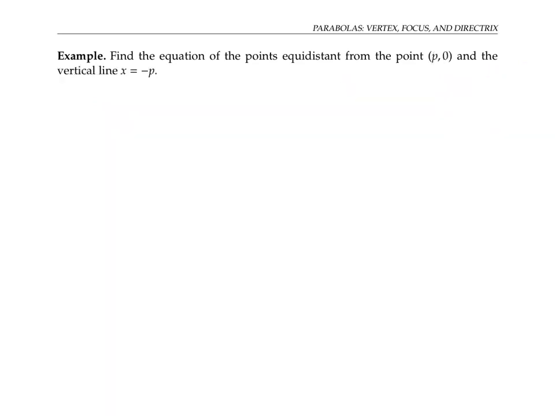Next, let's turn things sideways by looking at the equation for all points equidistant from a point (p, 0) on the x-axis. Here we're assuming, for starters, that p is bigger than 0, and a vertical line at x equals negative p. Our intuition suggests that this should be a parabola pointing sideways, and we can work out the same algebra steps to get an equation for it.